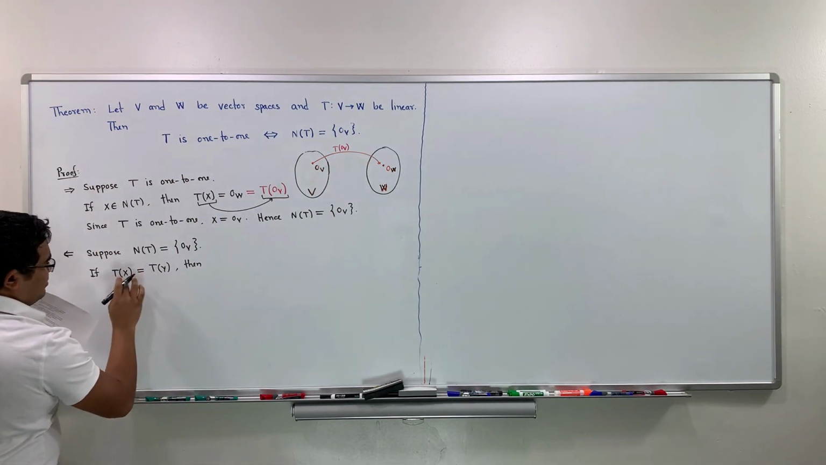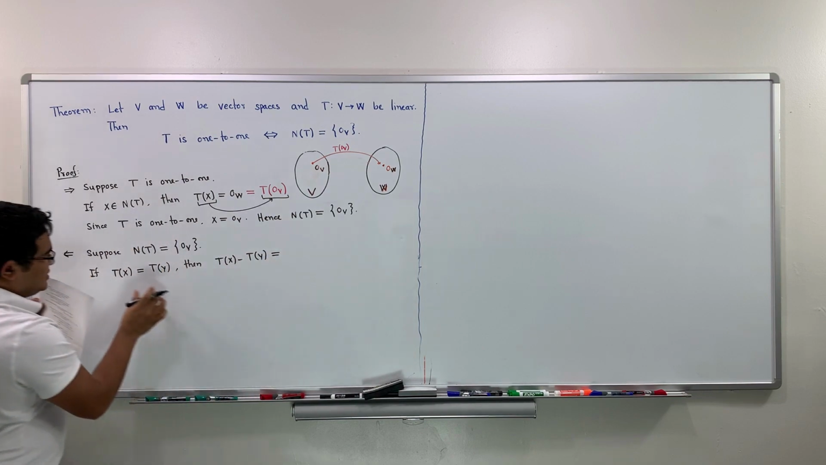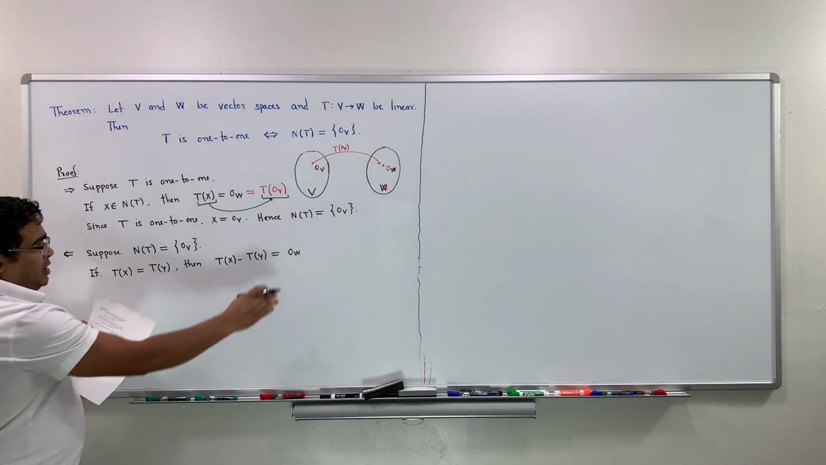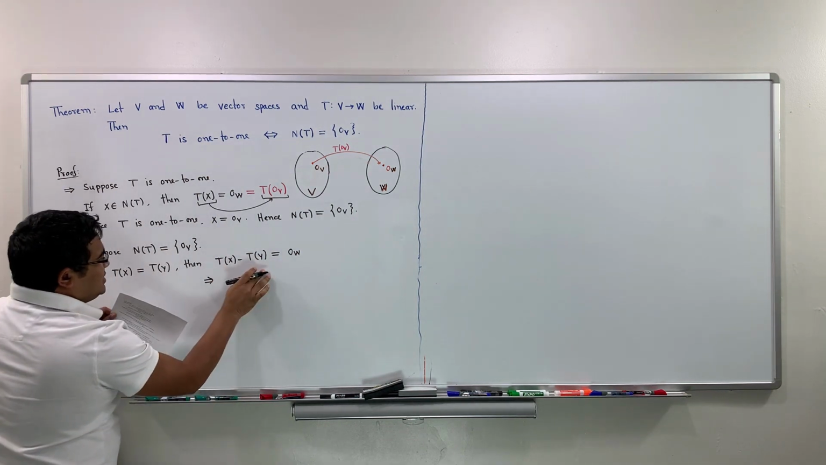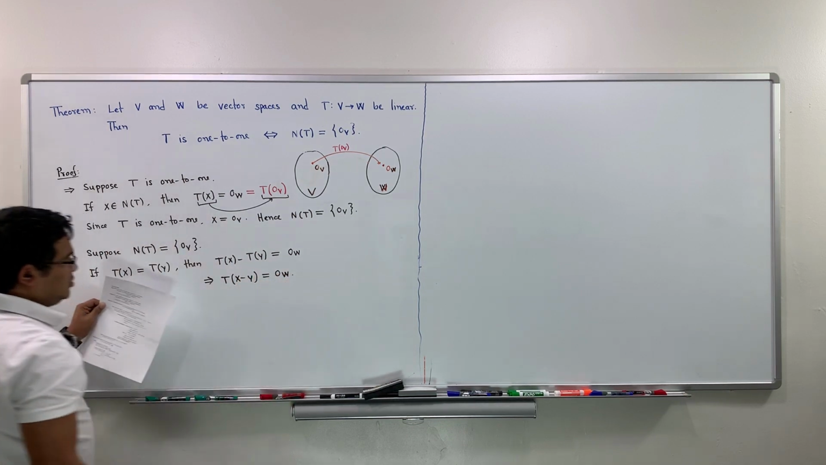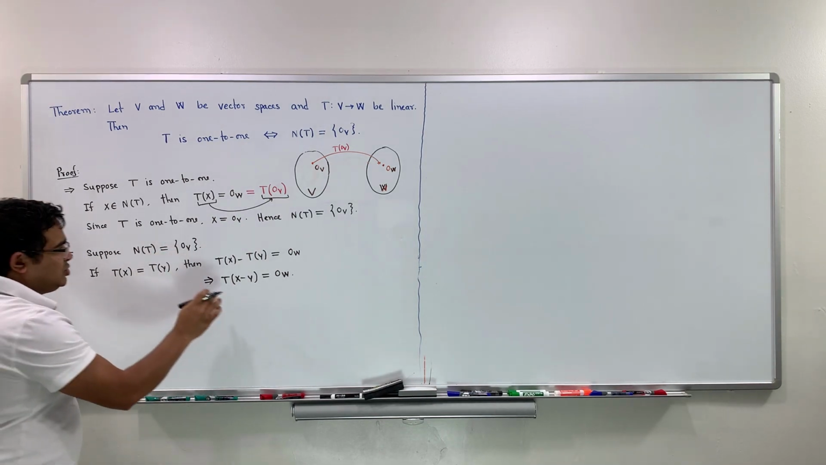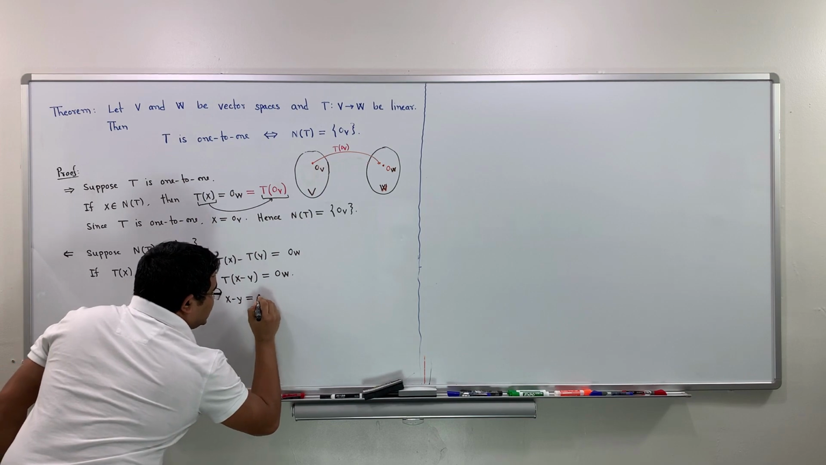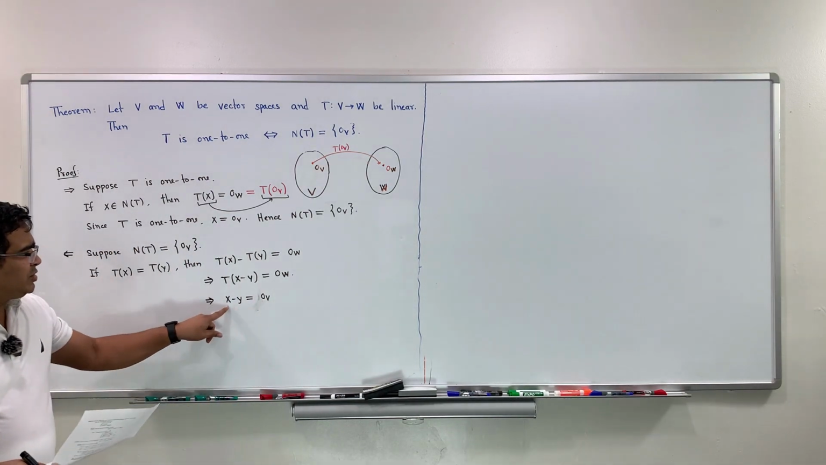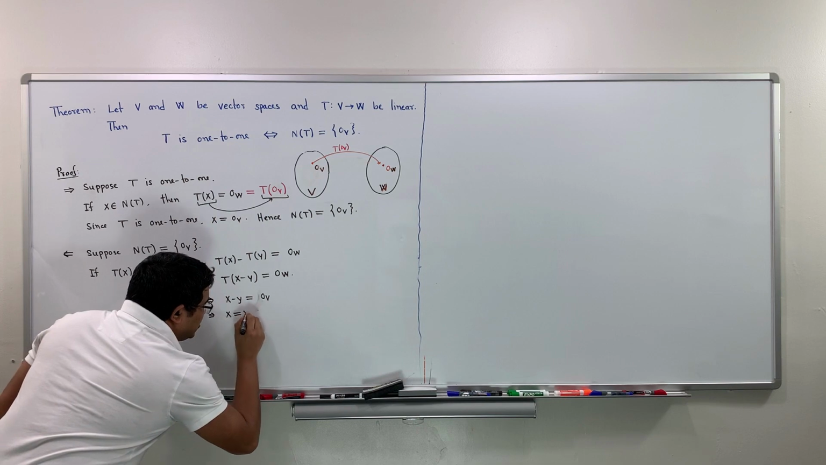So if those are the same vector, then their difference would be T of X minus T of Y. If they are the same vector in W, their difference would be the 0 vector in W. So 0 W. Now since T is linear, we can write this as T of X minus Y equals 0 W. Okay. So since the null space of T is 0 V, that means X minus Y is 0 V. That means the difference of two vectors in V is 0 V. That means they are the same. So we can write X equals Y.